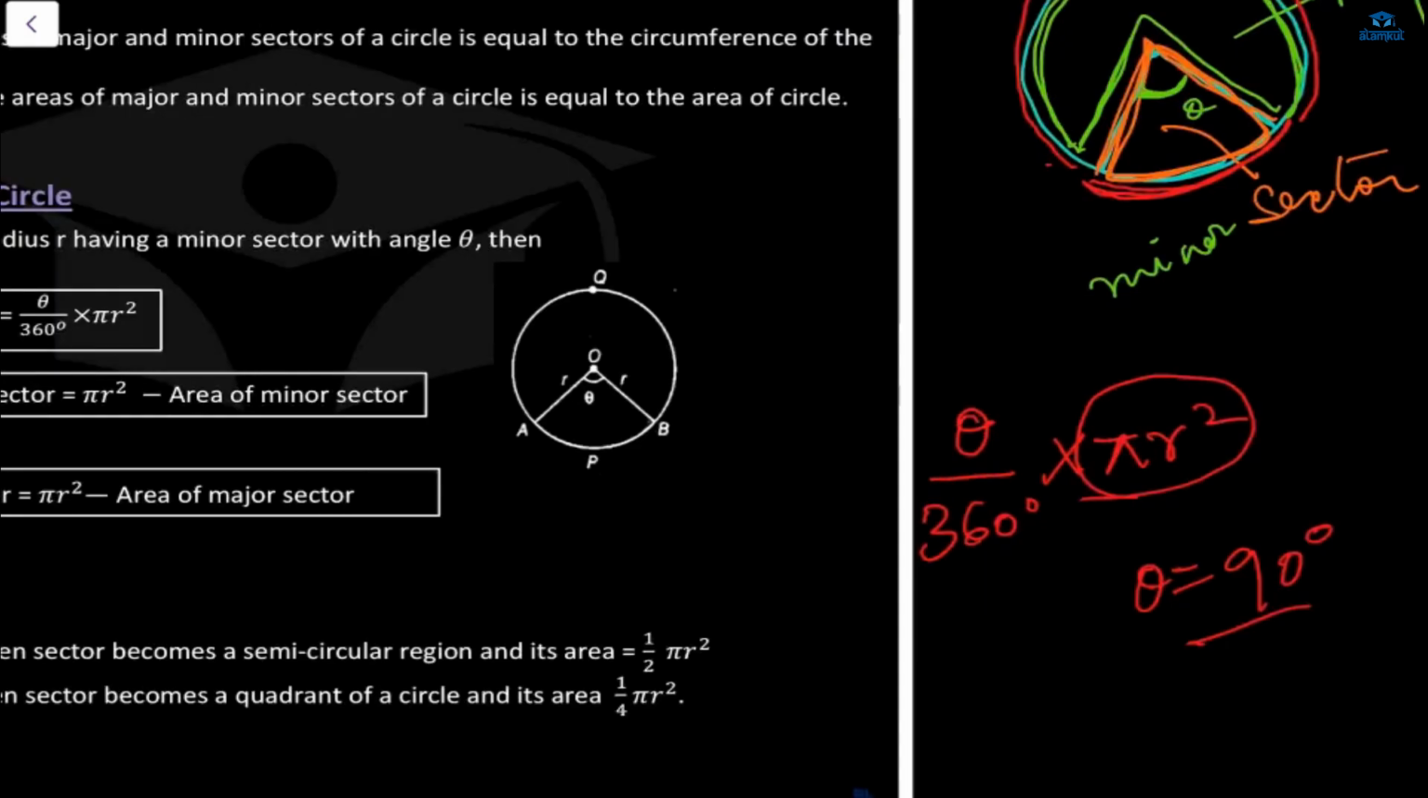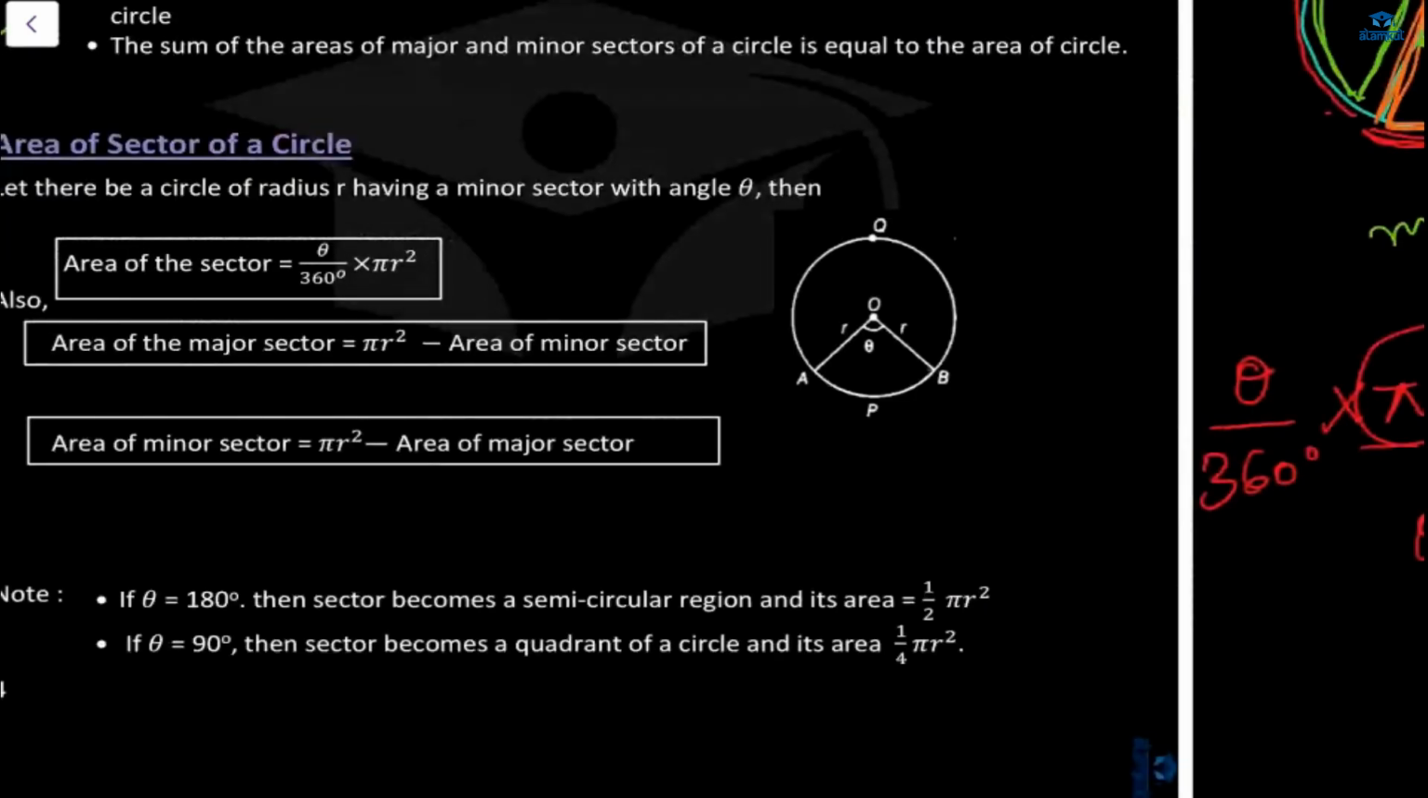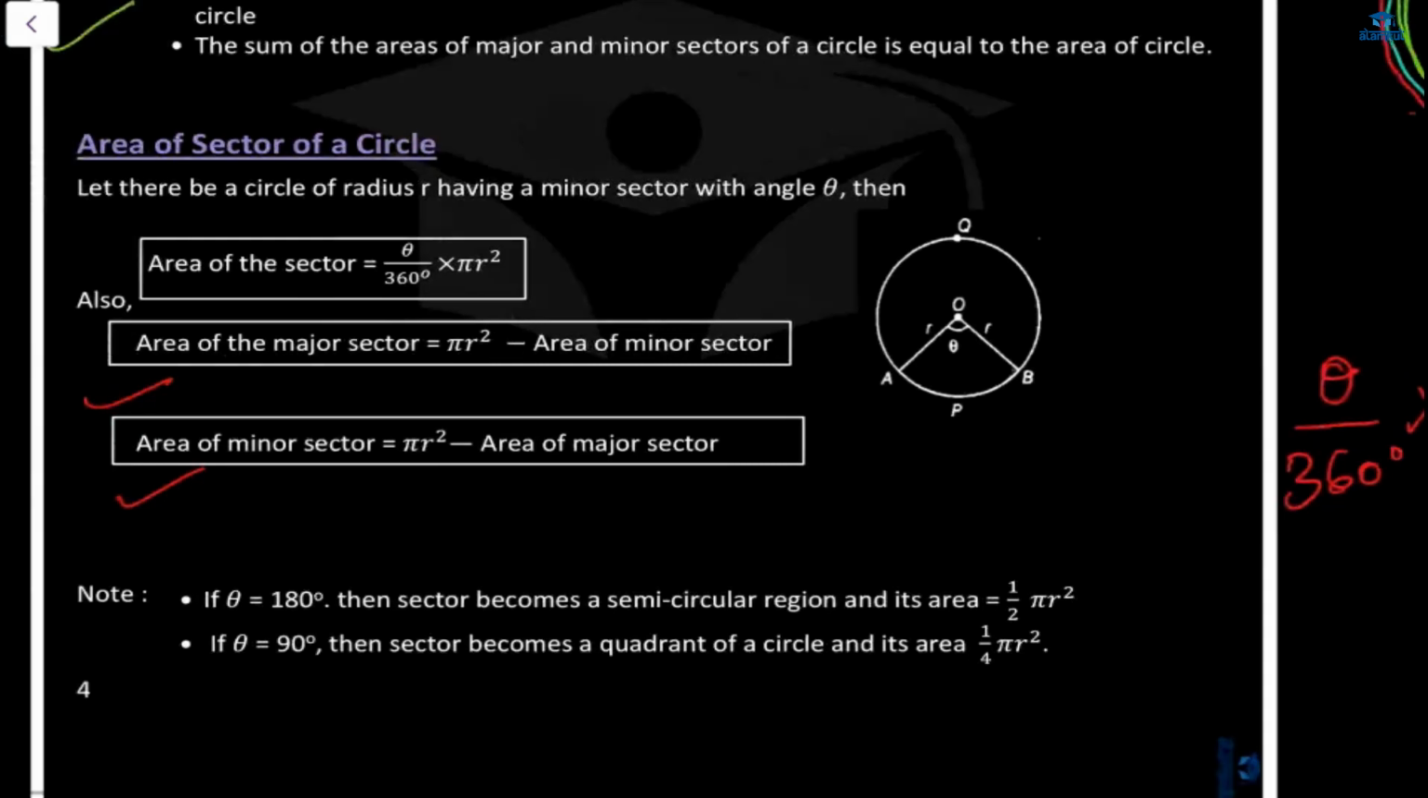Now, I already explained to you that the area of major sector is equal to the complete area of the circle minus area of the minor sector. Area of minor sector is equal to area of complete circle minus area of the major sector. Okay, understood? Any doubt here?